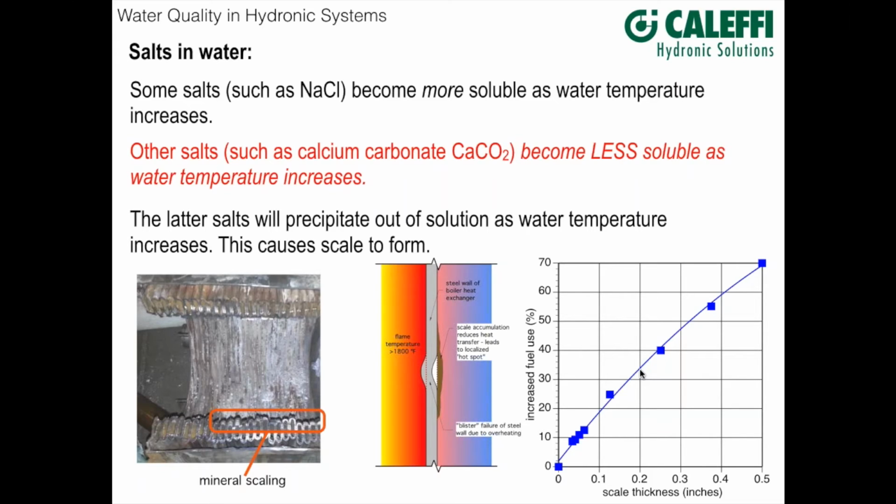So the point here, the takeaway, is that even a thin layer of scale buildup on the water side of a boiler heat exchanger inhibits that heat transfer to the point where the stack temperatures go up. You're not getting the proper transfer into the water from the flame, and the consequence is much higher fuel use. So scale formation is definitely something we want to stay away from.